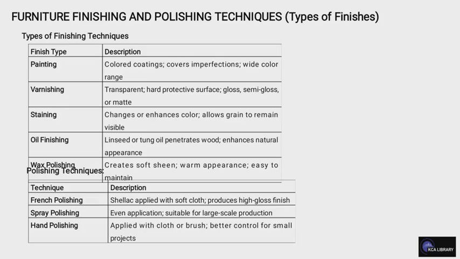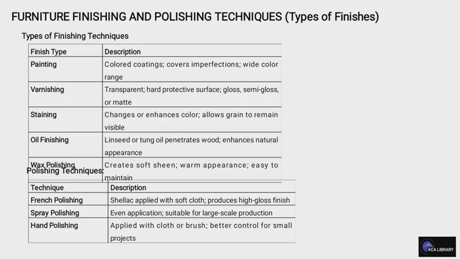And furniture finishing techniques, where we talk about the types of finish. We've talked about it. We talk about painting. We talk about varnishing. We talk about staining. It actually changes or enhances color, allowing grains to remain visible. And we've talked about oil finishing also. Another is wax polishing, which creates a soft, thin, warm appearance and is also easy to maintain.